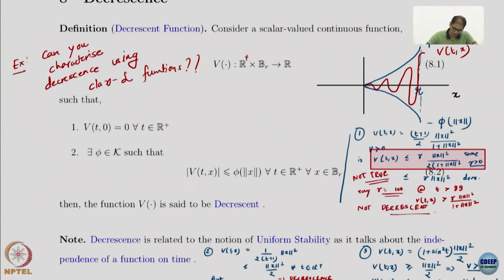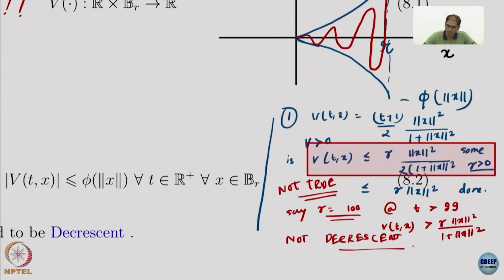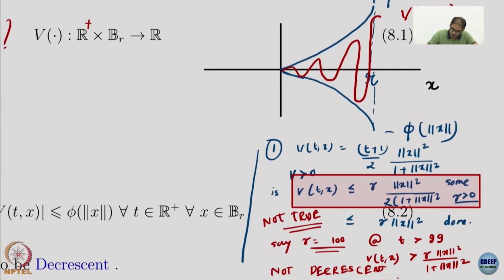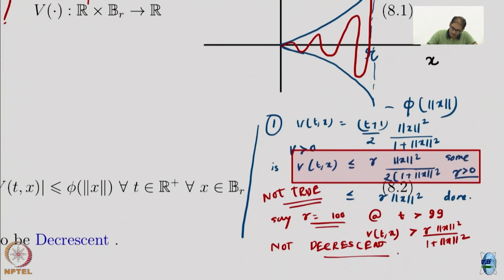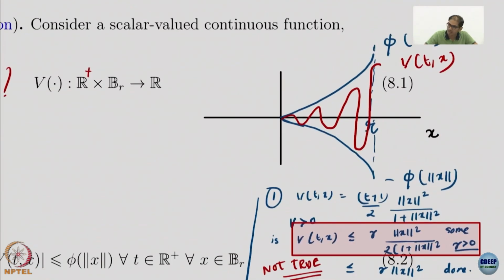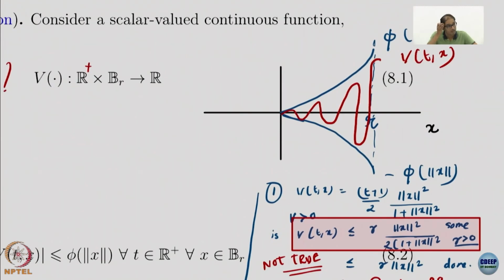Let's look at some of the functions we have already considered. This was one of the functions we considered. This is a function which is positive definite, because it dominates this, which is a class K function. But is this a decrescent function? Can this be dominated by a class K function? So the flip question.